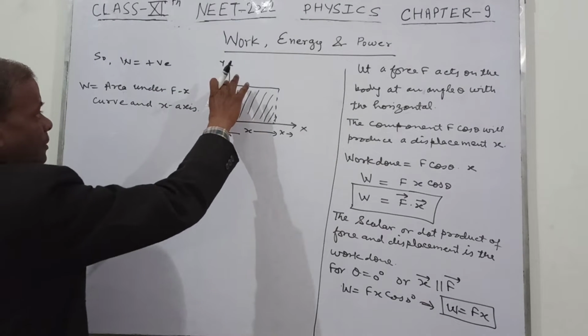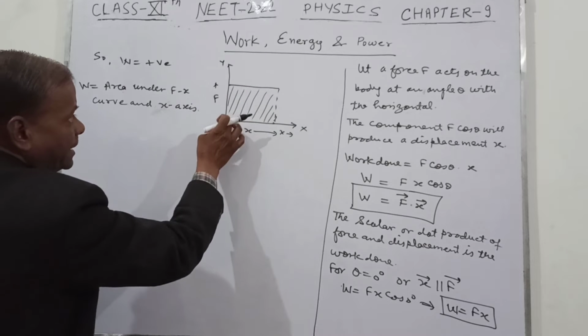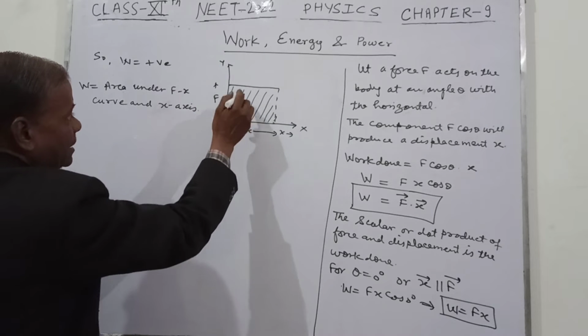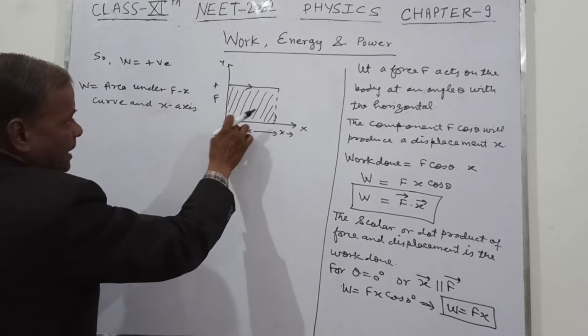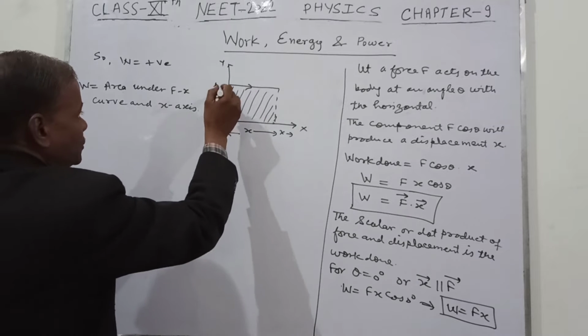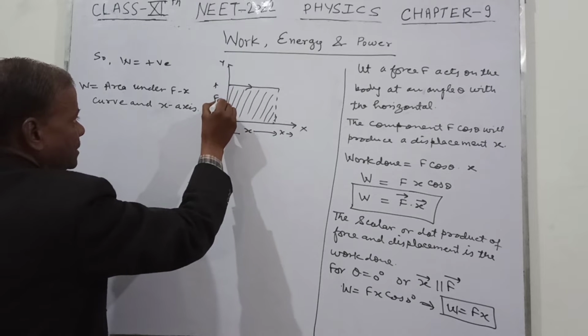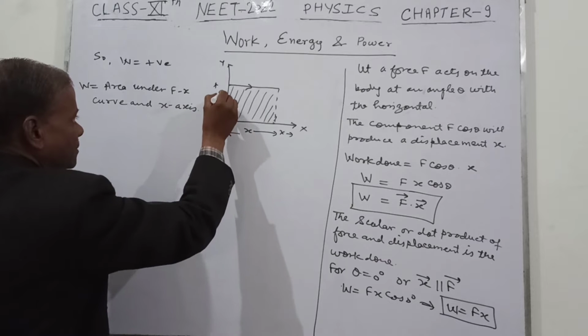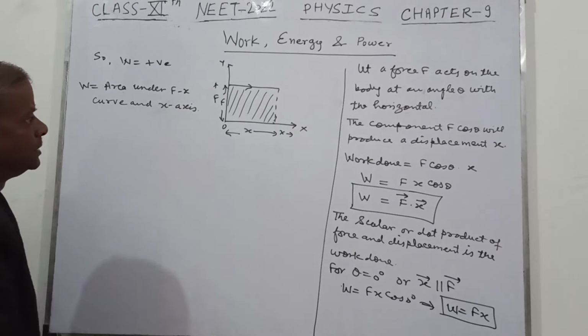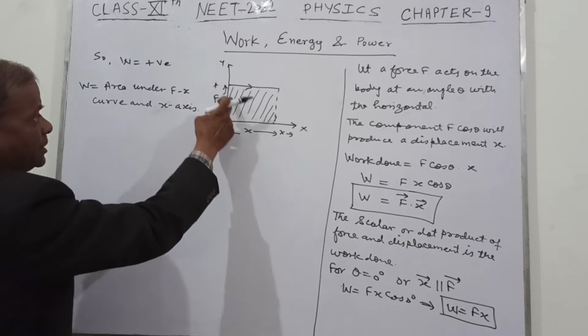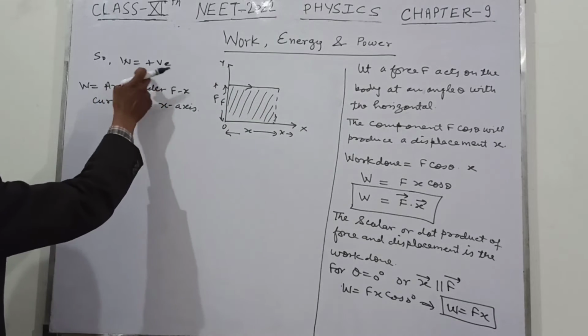So this is now a rectangle. This rectangle is equal to length into width. This much is the force F that is applied, and this displacement is x. So length into breadth will be equal to the work done.